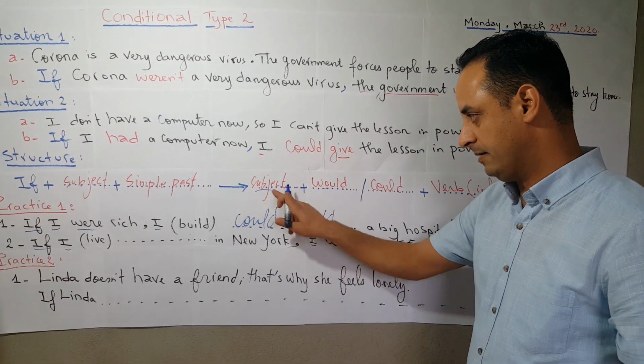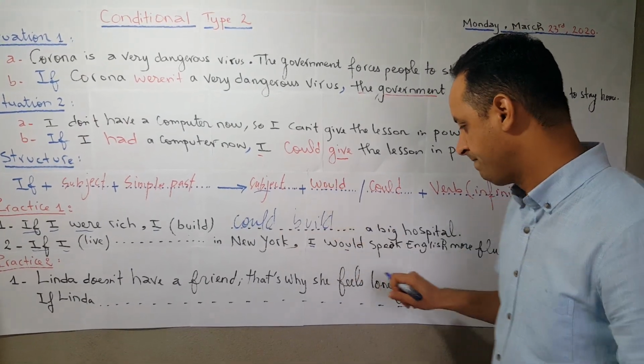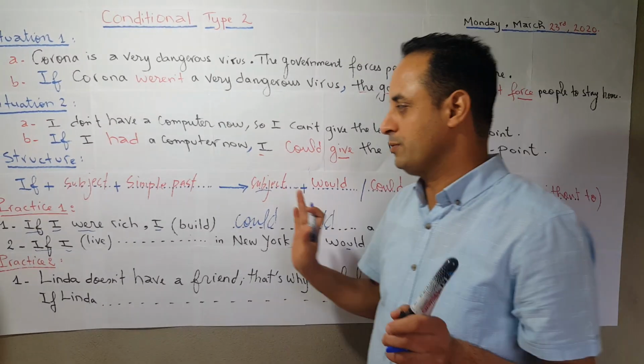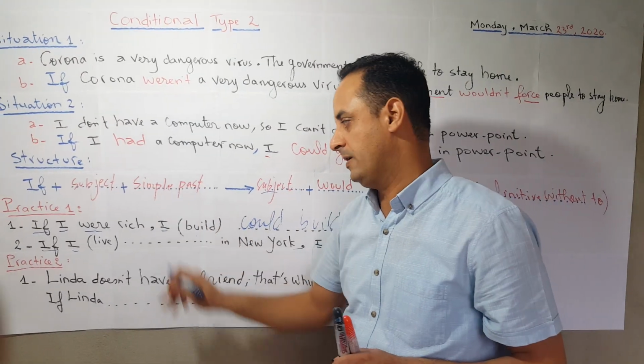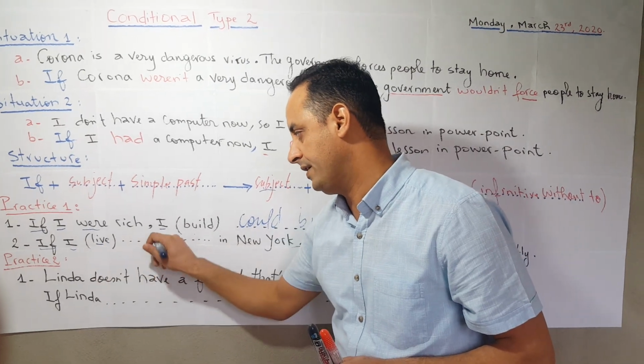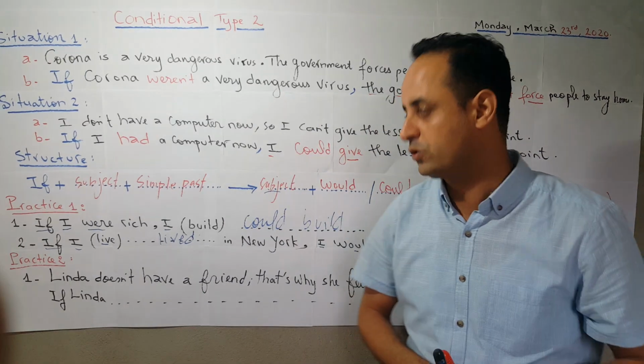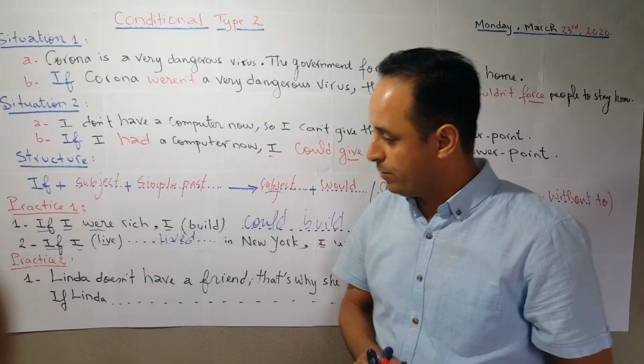That's "I," which is subject. Then there's "would," and the verb "speak" in the infinitive. So automatically you need to use the simple past. The simple past of the verb "live" is "lived." Great. This is one way. Second way, practice 2.